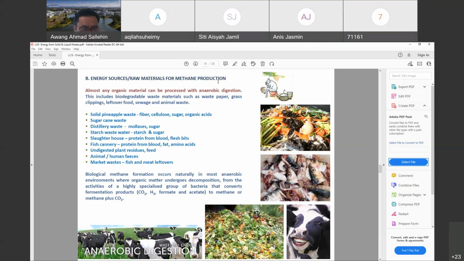Okay, so you have the pineapple waste, solid pineapple waste, producing fiber, cellulose, sugar, organic acid. You have sugarcane waste, and then also the distillery waste, the molasses as well as the sugar, starch wastewater. These are all forms of liquid waste. A slaughterhouse, you have proteins, fish cannery, you have protein again, and undigested plant residues, animal and human feces, and also the market waste. Even if you go to Satok, where we have the Sunday market, there is a lot of this green waste being produced and generated.